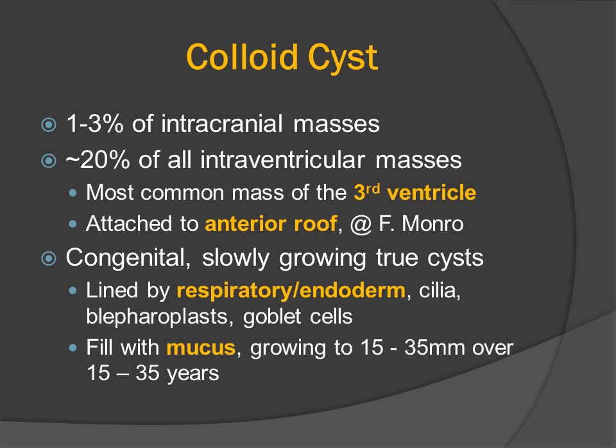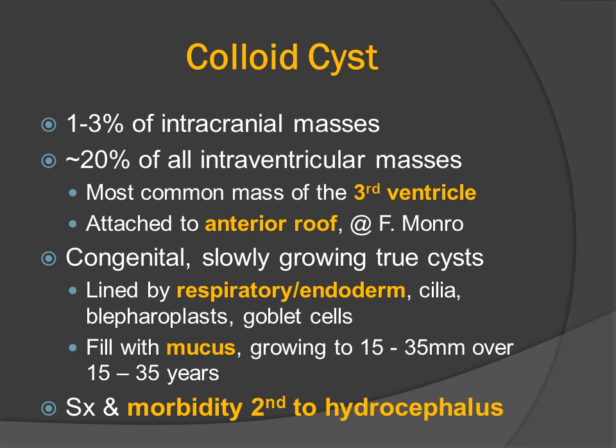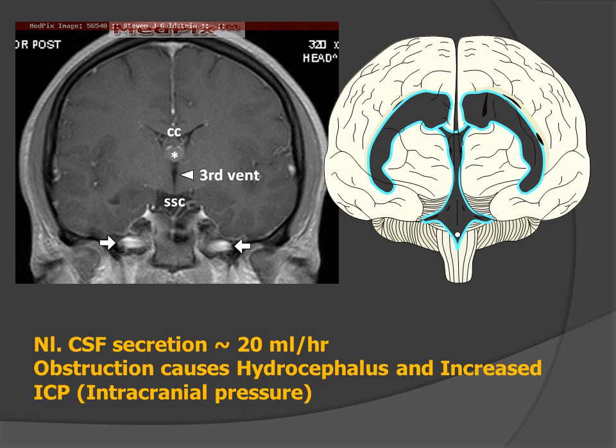The lining looks like respiratory epithelium or endoderm, and it has cilia, blepharoplasts, and goblet cells. The cyst slowly expands over decades as it fills with mucus secreted by the lining, growing to 15 to 35 millimeters in diameter over a period of 15 to 35 years. The symptoms and morbidity from the colloid cyst are directly related to mechanical obstruction of the CSF drainage from the lateral ventricles at the foramen of Monro, causing obstructive hydrocephalus.